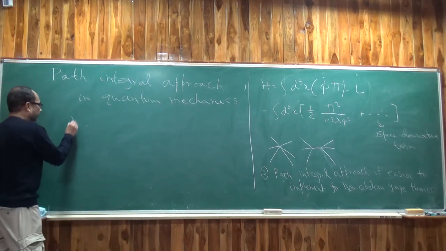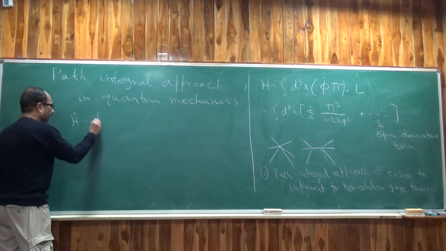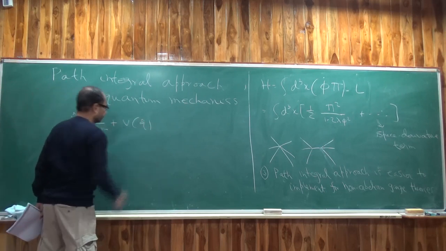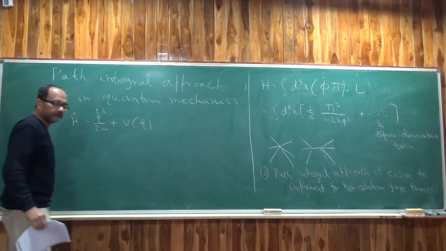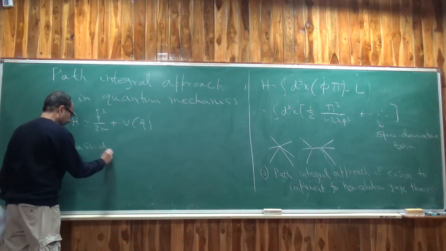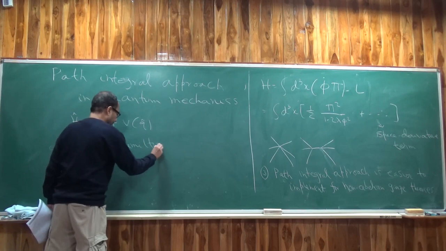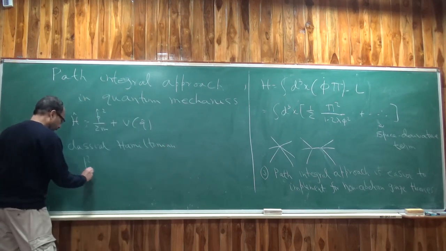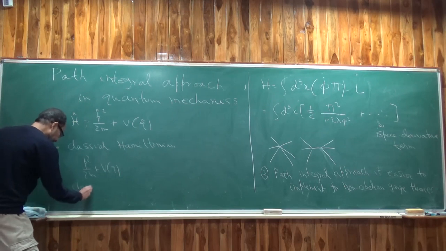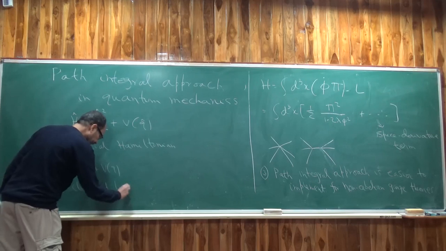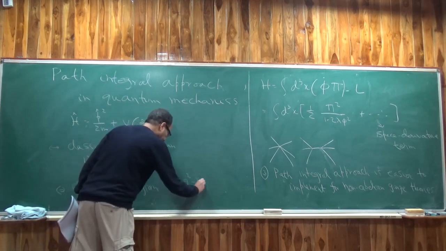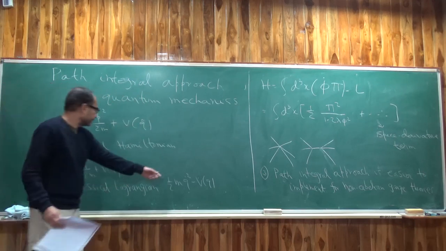So let's consider a simple quantum mechanical system for which the Hamiltonian has this form. The hat basically means these are operators. This is associated with the classical Hamiltonian, which is p squared over 2m plus V of q, and we can also consider a classical Lagrangian, which is half m q dot squared minus V of q. This Lagrangian gives rise to this Hamiltonian.